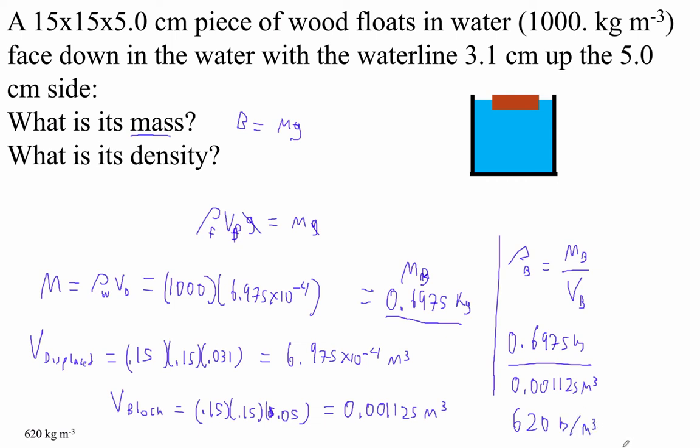Now, if you're looking at this and you just want to move on, but 620 looks like it's related to this. In fact, if you double this, you get 6.2, right? Is there a relationship there? And there sure as heck is. Whenever you get these things where it's floating, the distance submerged over the total distance is going to be the density of the object divided by the density of the fluid. That always works, right?